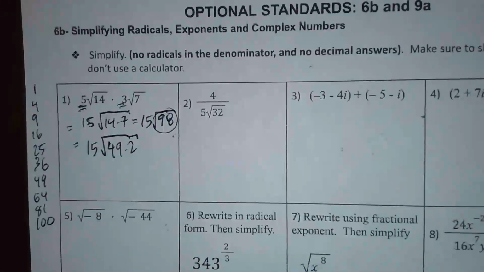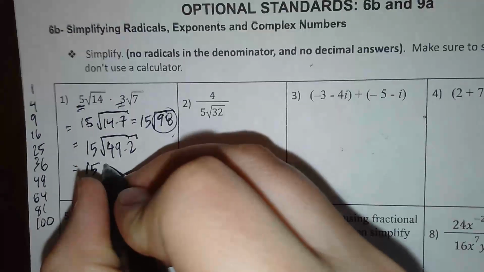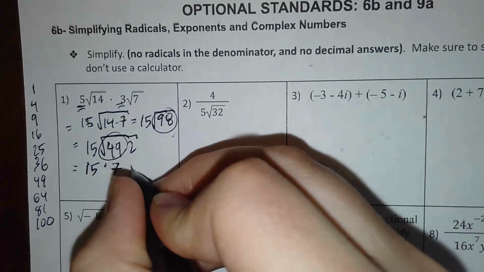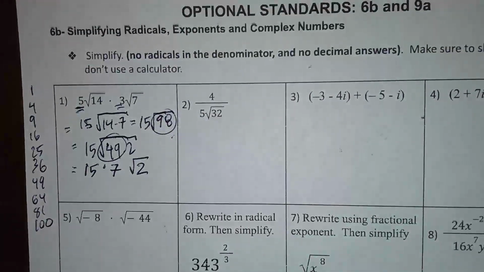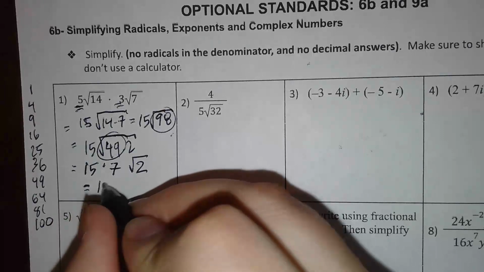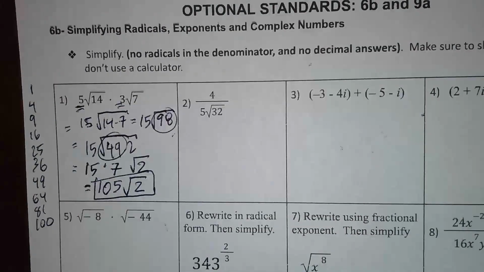So I'm going to write 15, and 98 becomes 49 times 2. That leaves us with 15. Now the square root of 49 is 7, and the square root of 2 is just the square root of 2. 15 times 7 is 105. So our final answer is 105 root 2.